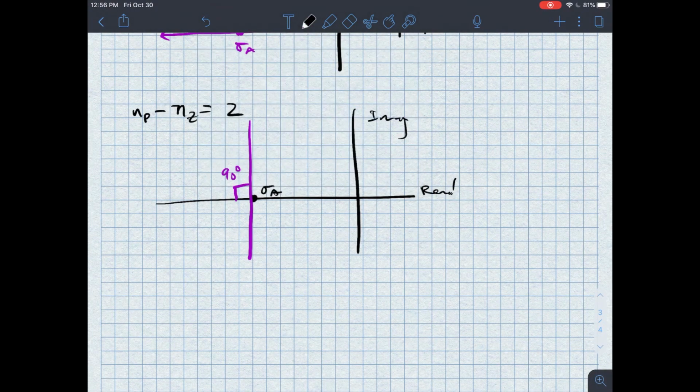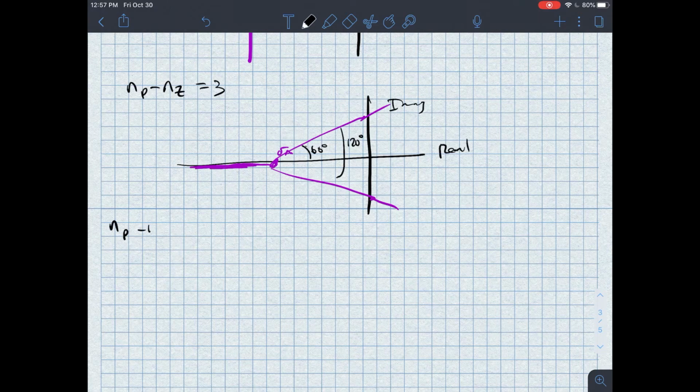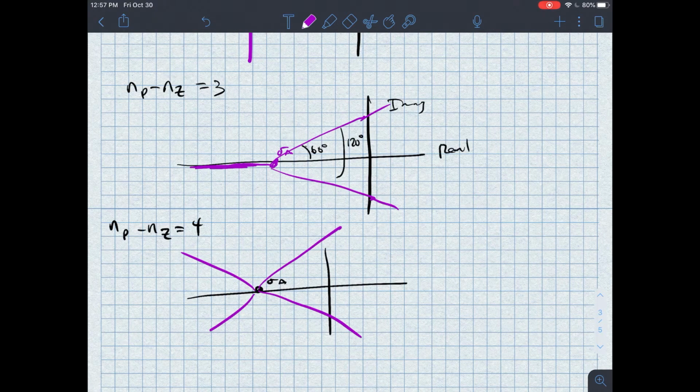Next up, if NP minus NZ is 3, what happens is that I get a Y-shaped asymptote centered at sigma A that looks like this. The legs of the Y are pointing back towards the imaginary axis. So the angle away from the real axis is 60 degrees, but the asymptotes themselves are separated by 120 degrees. The last case to mention is when NP minus NZ is equal to 4. In this case, I have an X-shaped asymptote, all kinds of wild shapes for our asymptotes here, which has an angle away from the real axis of 45 degrees, so obviously between each line is 90 degrees.